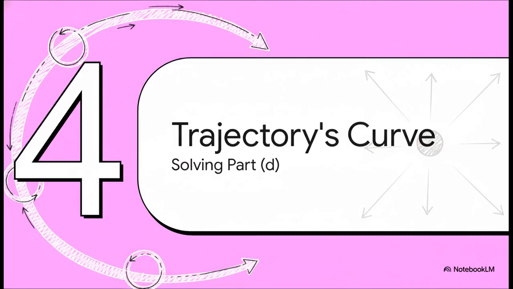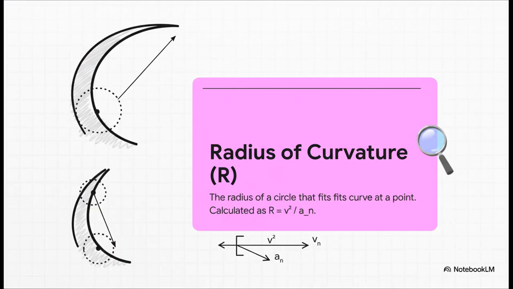Okay, we've arrived at the final and maybe the most advanced part of the problem, finding the radius of curvature. So what does that mean? It's basically a measure of exactly how sharply the path is bending at two specific points, right at the beginning and at the very peak of its flight. So what even is a radius of curvature? Well, imagine trying to fit a circle that perfectly matches the curve at one single point. The radius of that circle is the radius of curvature.